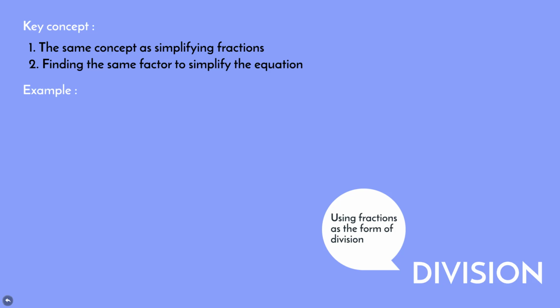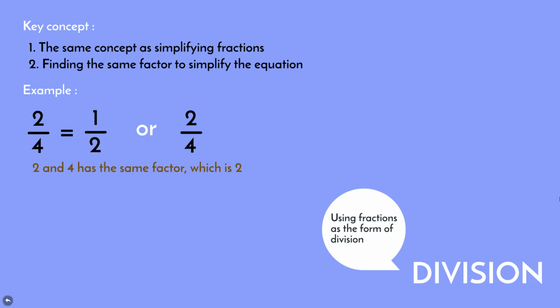For instance, 2 out of 4. This fraction is not in its simplest form, right? In order to simplify it, we need to find the same factor from the numerator and the denominator. 2 and 4 have the highest common factor of 2, which means we can divide both the numerator and the denominator by 2. By doing so, we get 1 out of 2 as the simplest form, because there is no more common factor from both of them except 1.